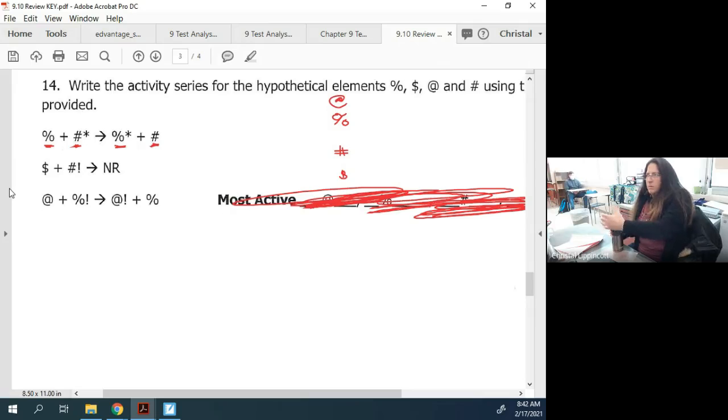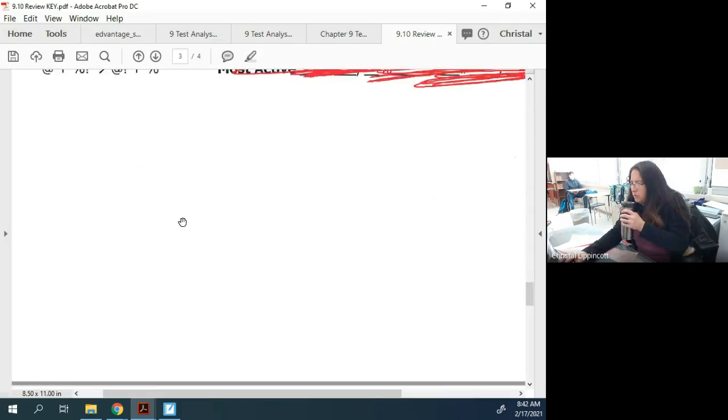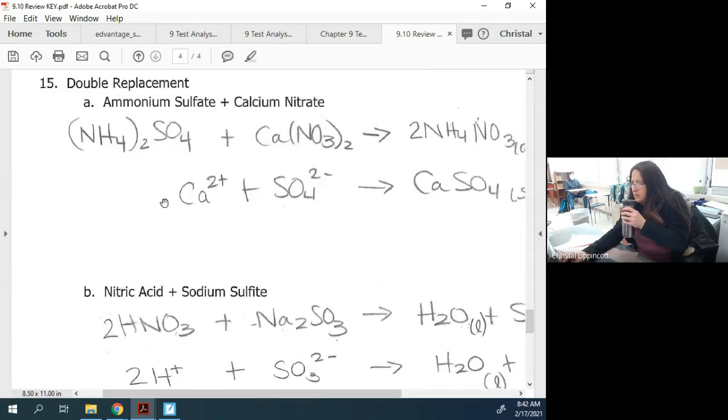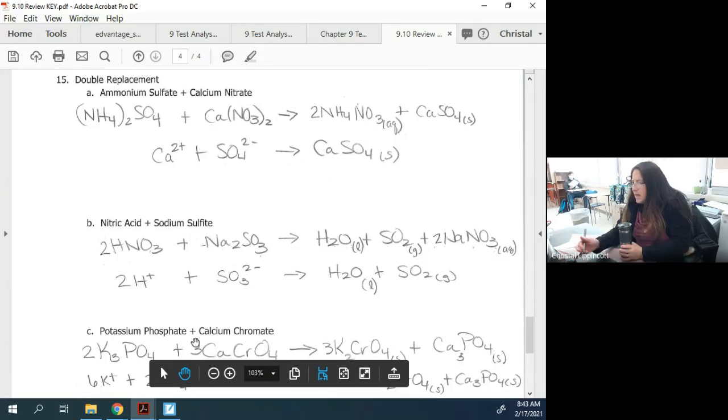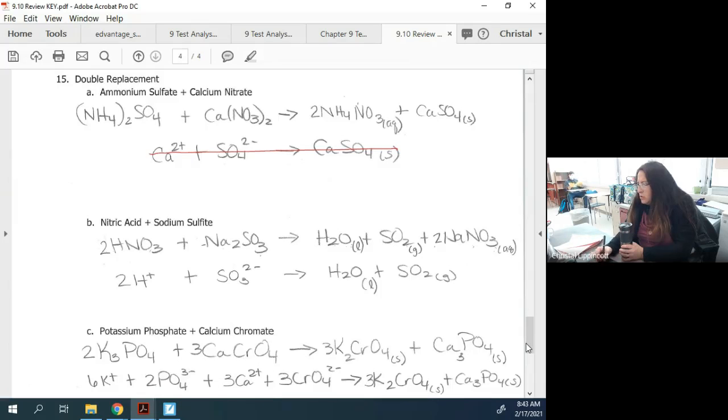All right, we're running out of time, so I'm just going to show you these last few. Now these are called net ionic reactions. For your test, you're not going to have to do this bottom part. So you just need to make sure that you can do the top line here. So check your answers on these.